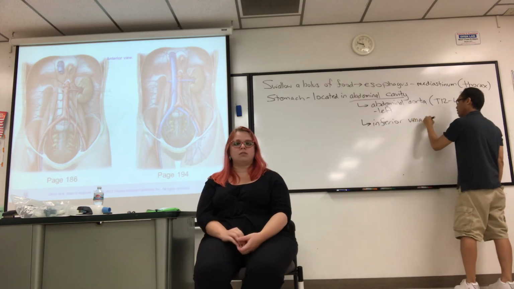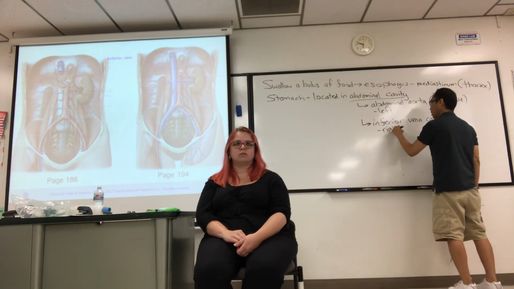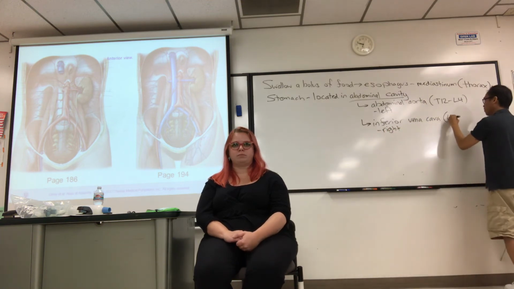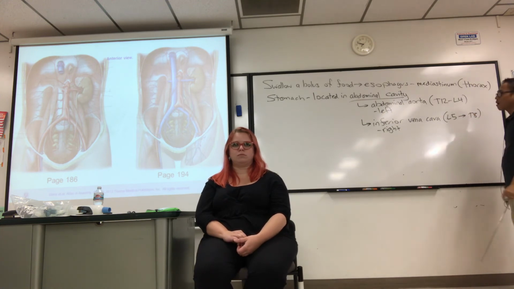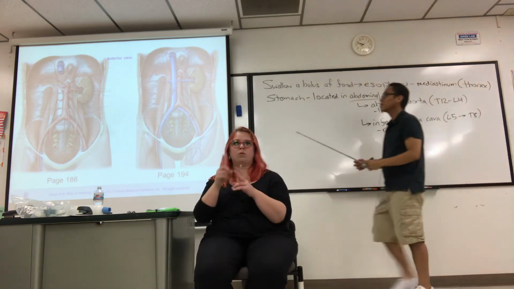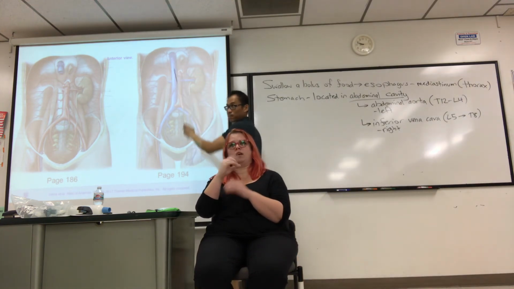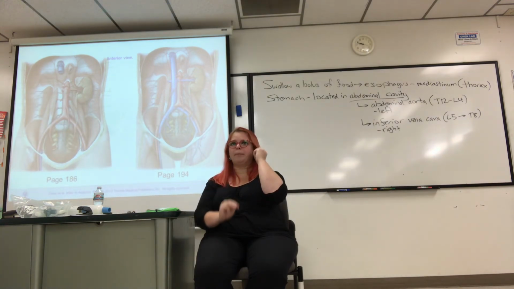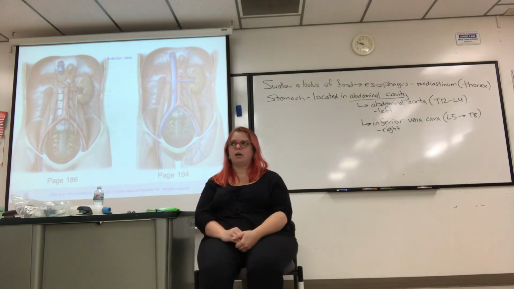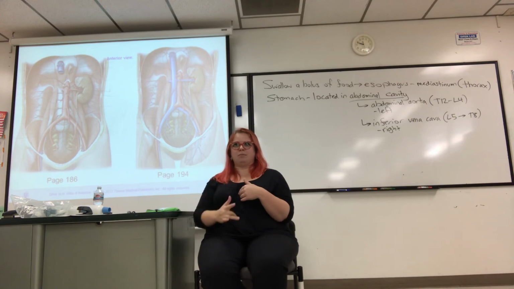Inferior vena cava, on the right. It forms at the level of L5 and goes all the way up to T8. So it's longer only because the caval opening in the diaphragm is higher up. That's the only reason why it's longer. So that's basically what your ab cavity looks like emptied out. Those structures are retroperitoneal. You see the kidney there, it's all retro.